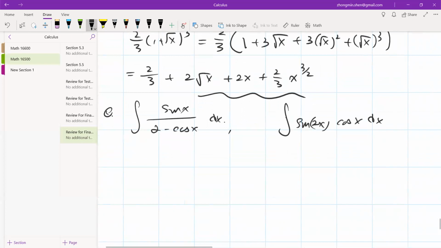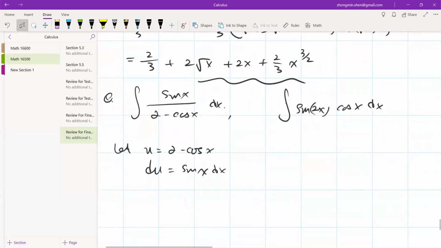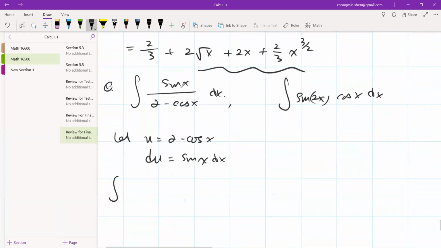What are you going to do? I just let u be 2 minus cosine x. Then du equals just sine x dx. It's simple, direct. Yes, the derivative of negative cosine x is positive sine x. So the integral is just equal to the integral of du over u to a power.